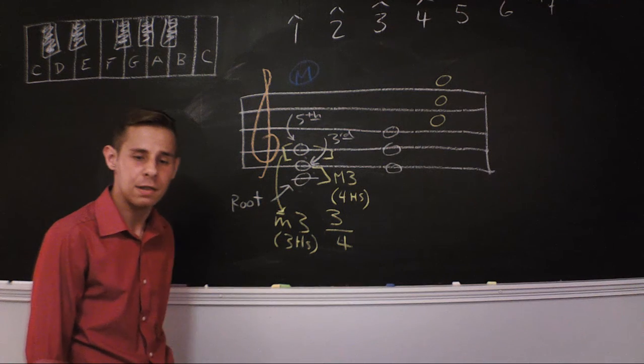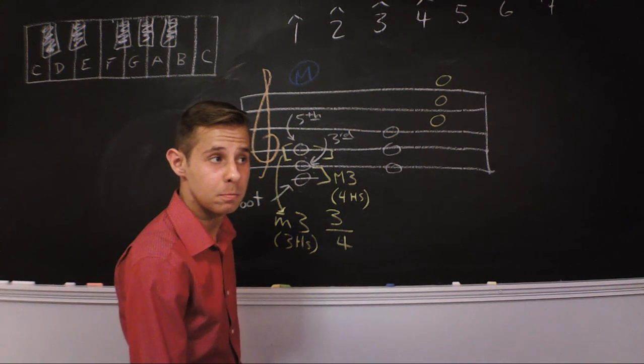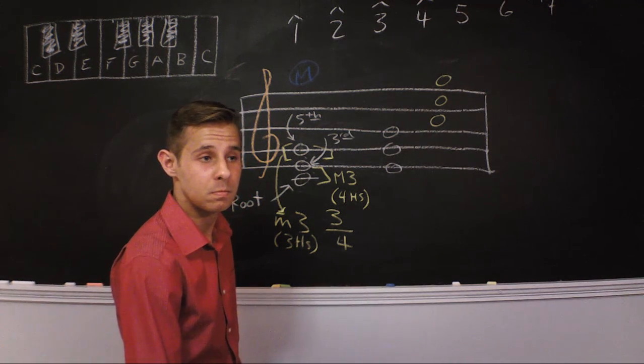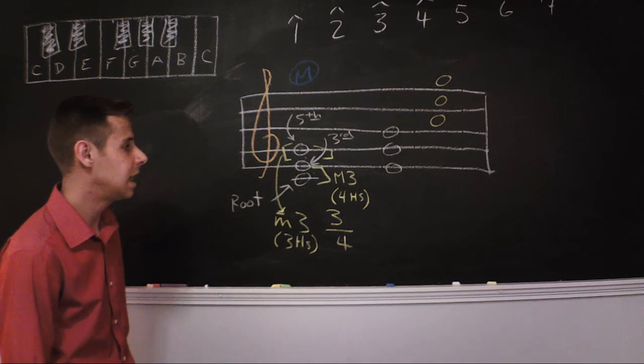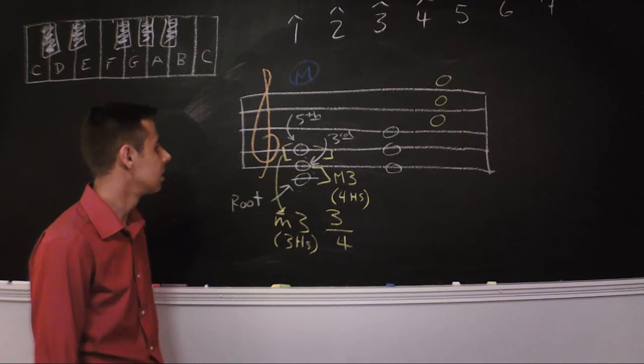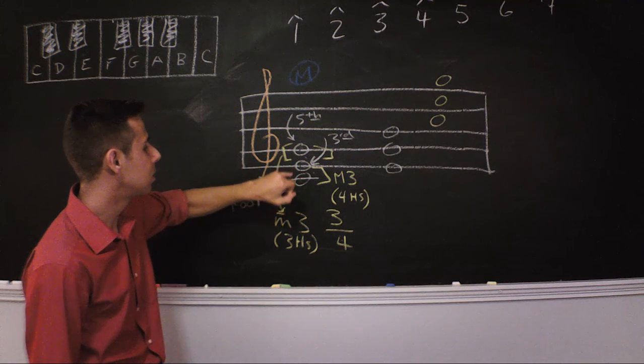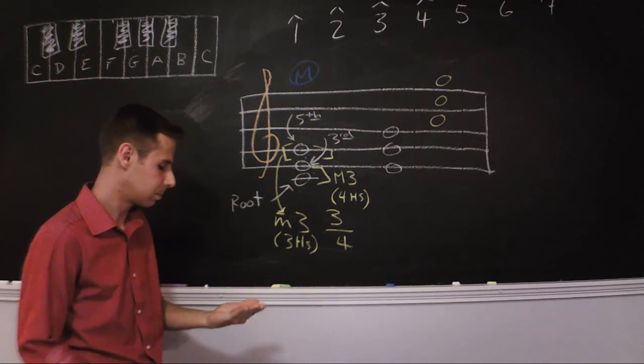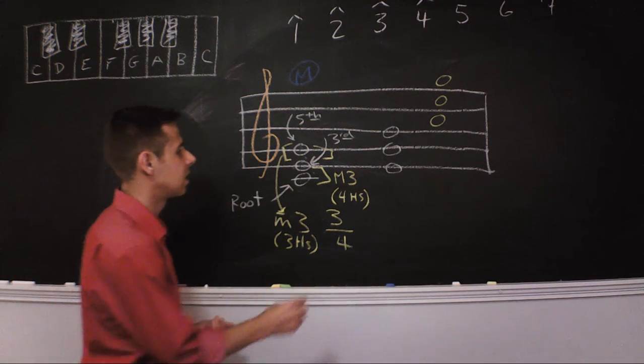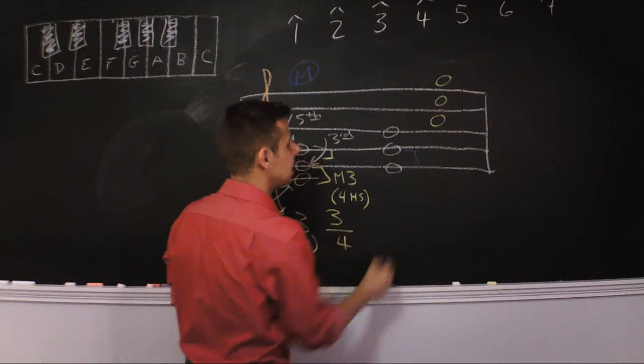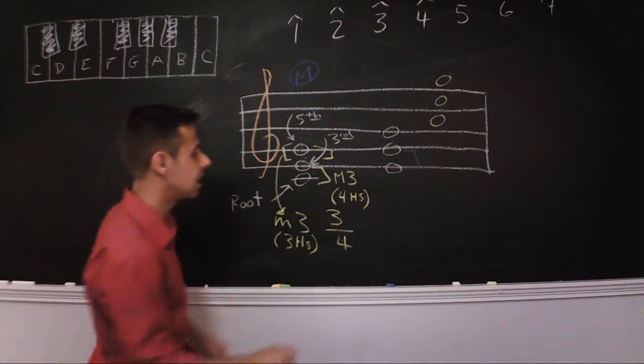Whereas if we omit the fifth, we know that that is an incomplete major chord. So the third and the root are the two most important pitches within a chord. Now, what about this? This here, we have E to G. Well, we already discussed that E to G is a minor third.